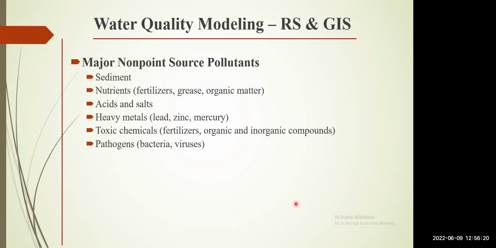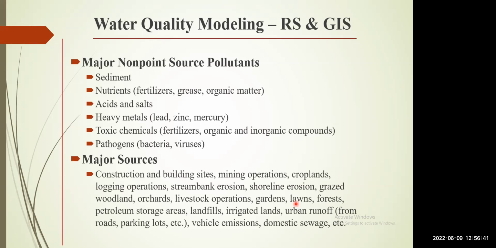The major non-point sources of pollutant are sediment, nutrients, and acids and salts. Those inputs might be from industry, and some can be from the residential area because some of these things are used daily at homes as well. The major sources, as we can see here, are residential areas, construction and building sites, mining operations, logging operations, and stream bank erosion. There are different ways non-point source pollutants can be generated, and that is very difficult to identify, with multiple parts like urban runoff and irrigated lands.